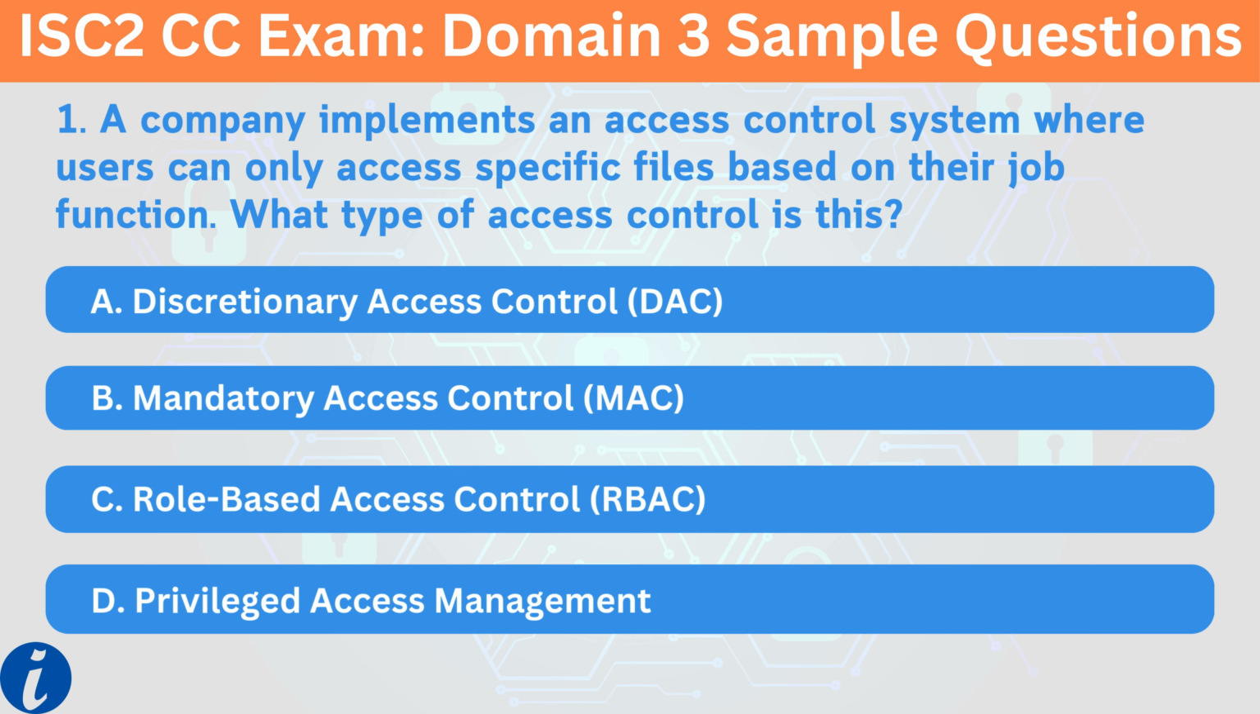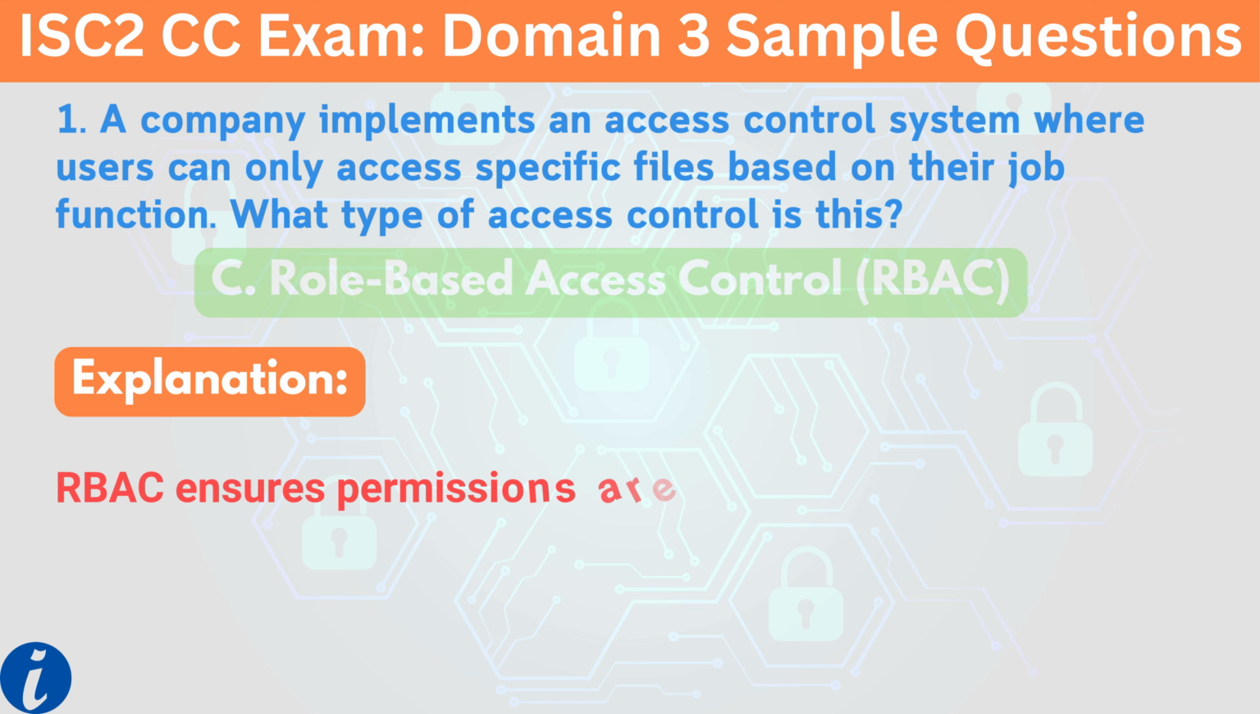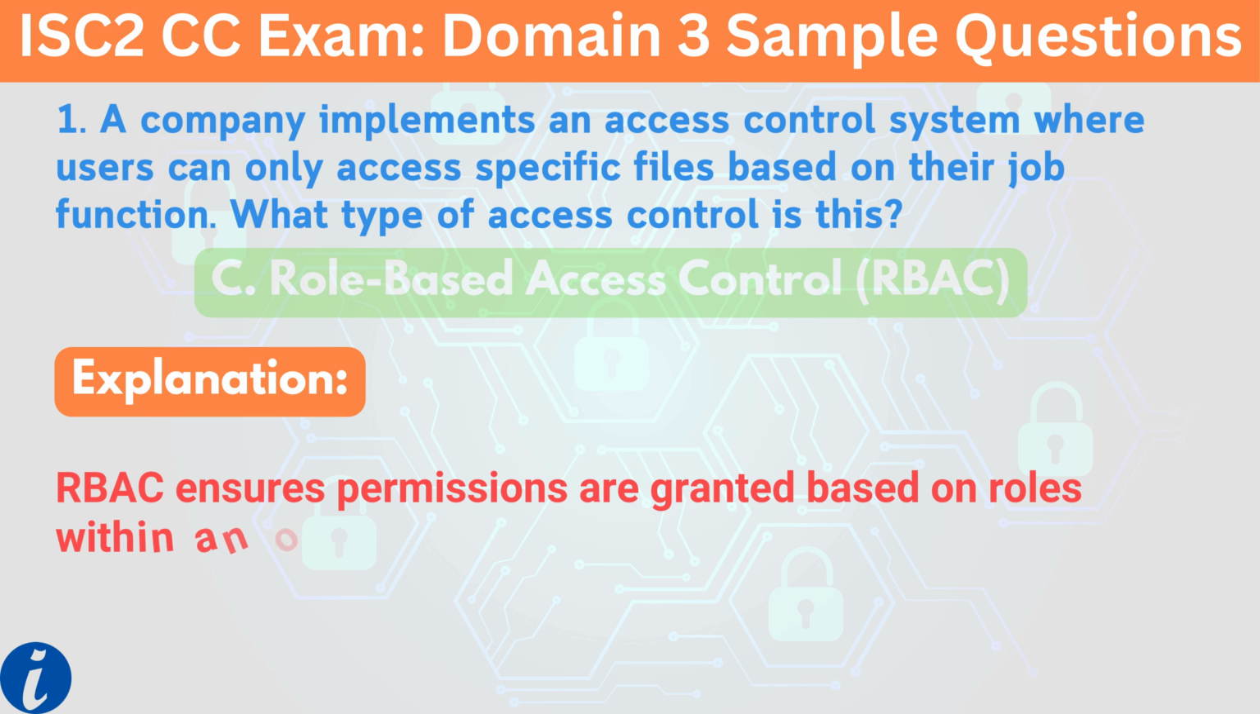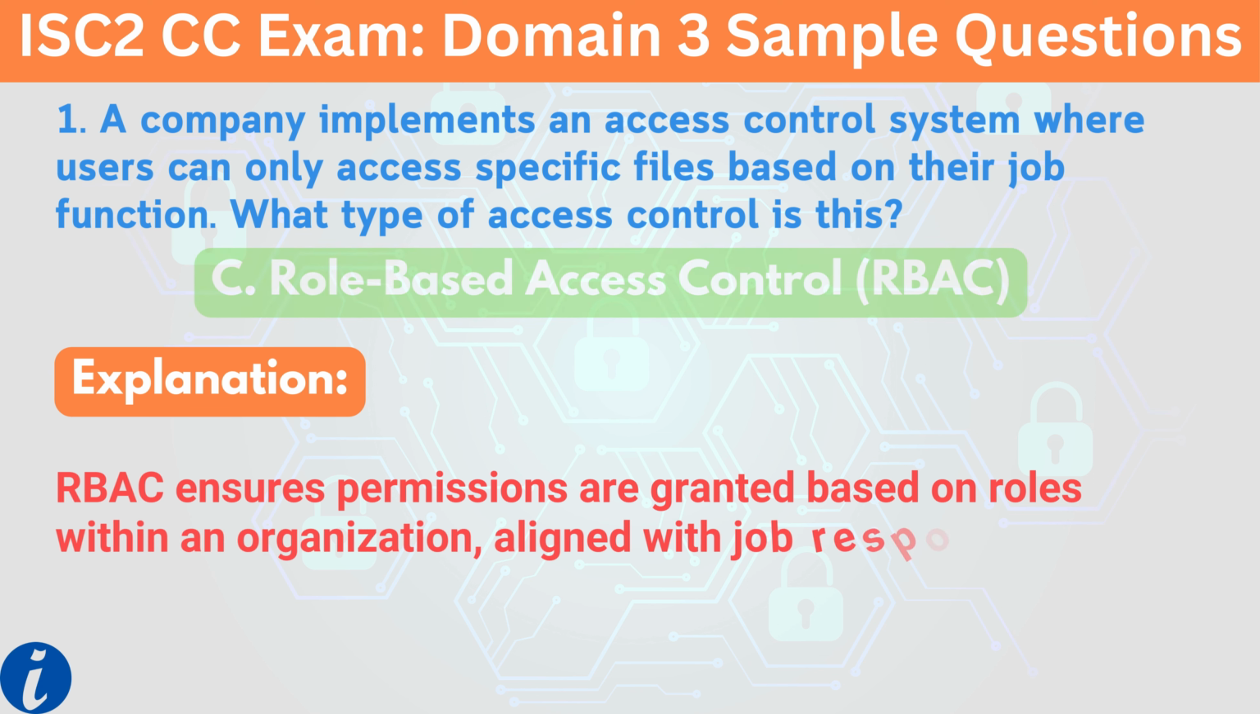their job function. What type of access control is this? A. Discretionary access control, DAC. B. Mandatory access control, MAC. C. Role-based access control, RBAC. D. Privileged access management. The correct answer is C. Role-based access control, RBAC. Explanation.